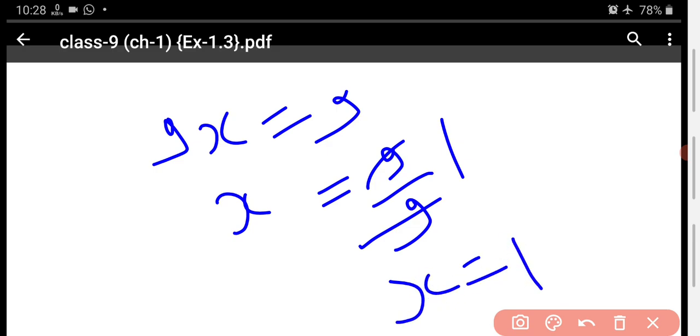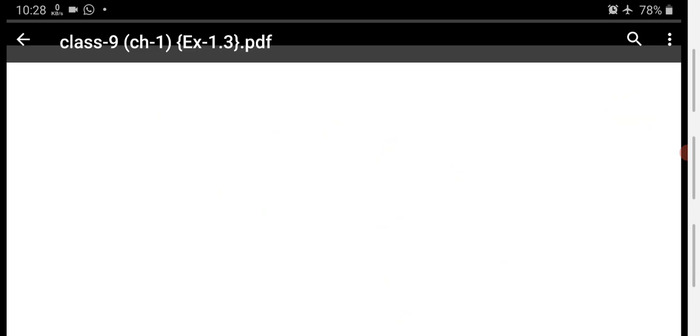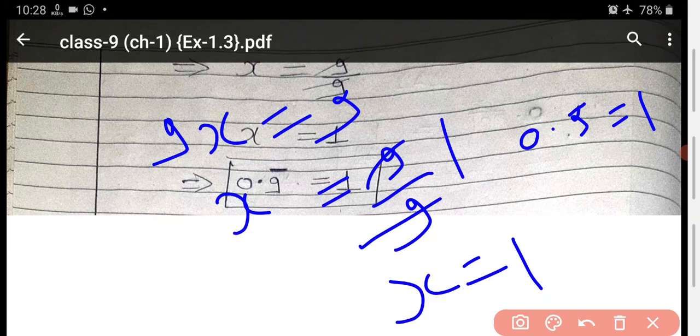What is the value of x you get here? 0.9 bar is equal to 1. It is your answer. Now just see here, 0.9 bar is equal to 1. It is your final answer.